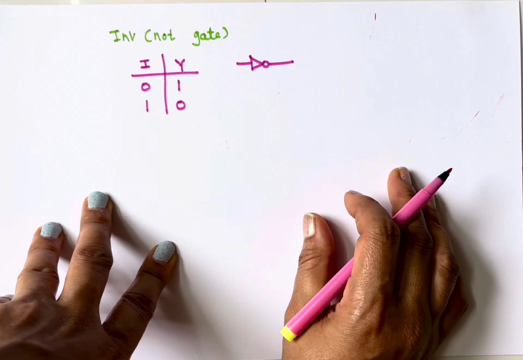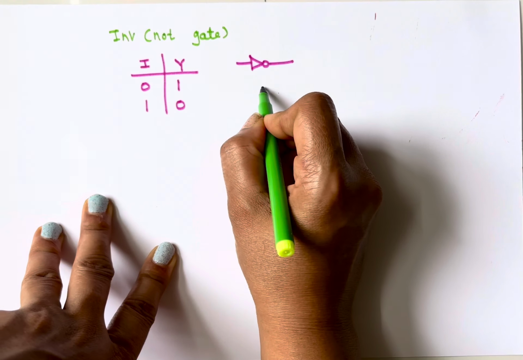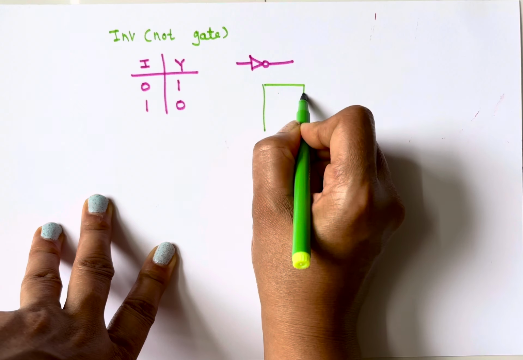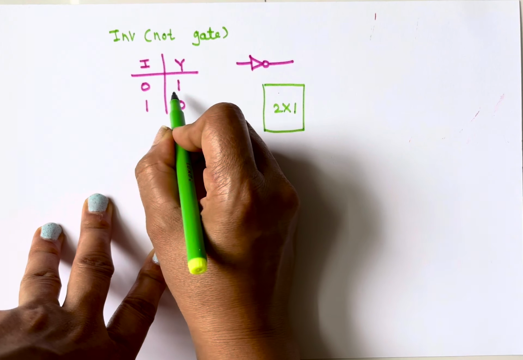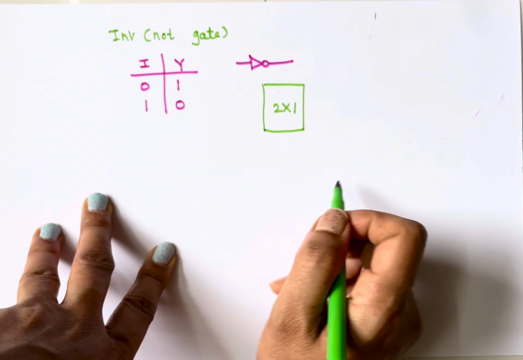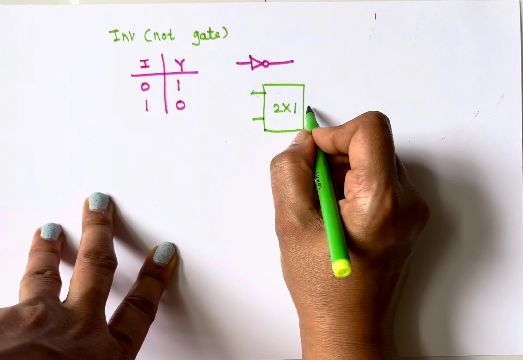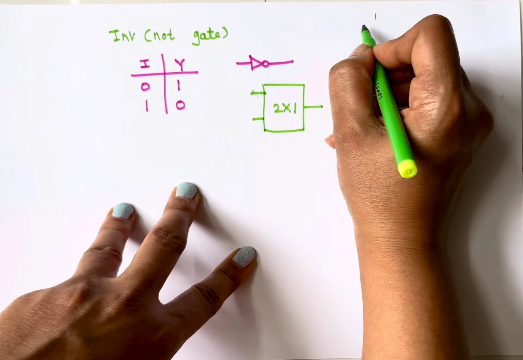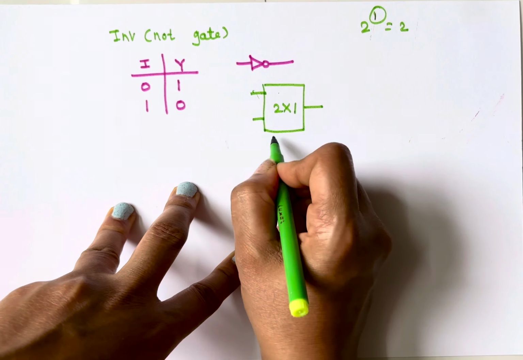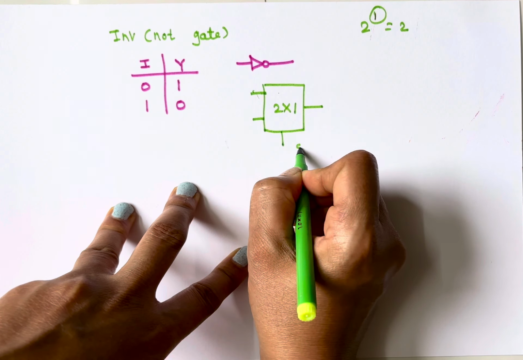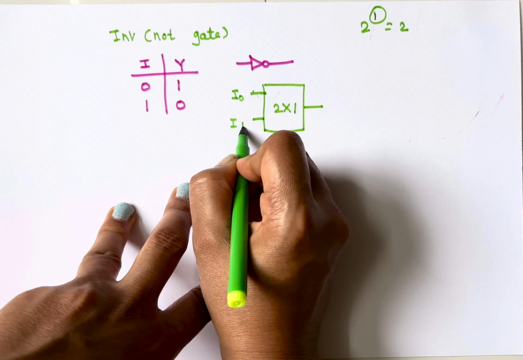So we will take a 2:1 multiplexer, because we have 2 possible outputs. 2 inputs, 1 output. 2:1 is equal to 2, so the number of select inputs is 1. So there is only one selection input. This is my I0, this is my I1.